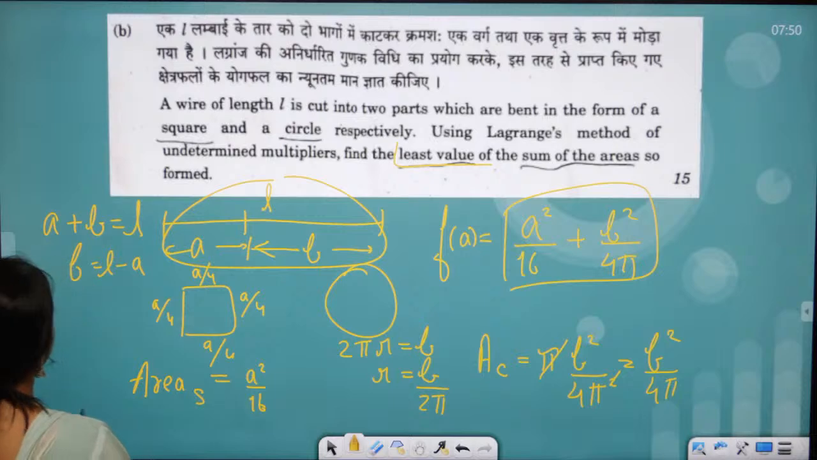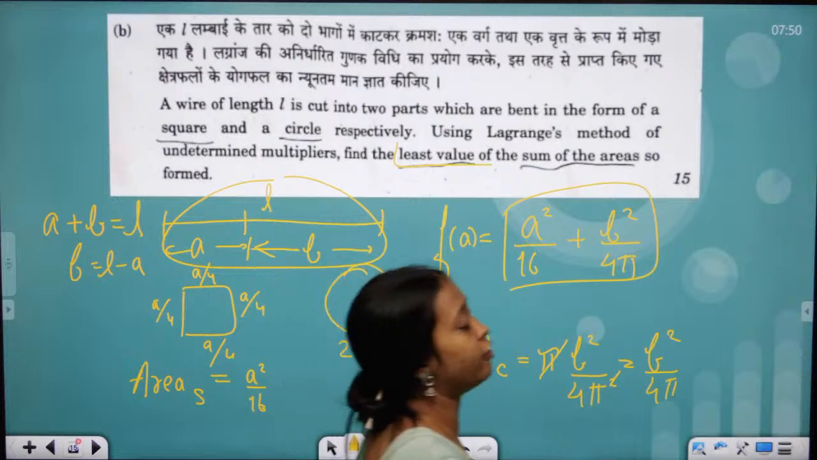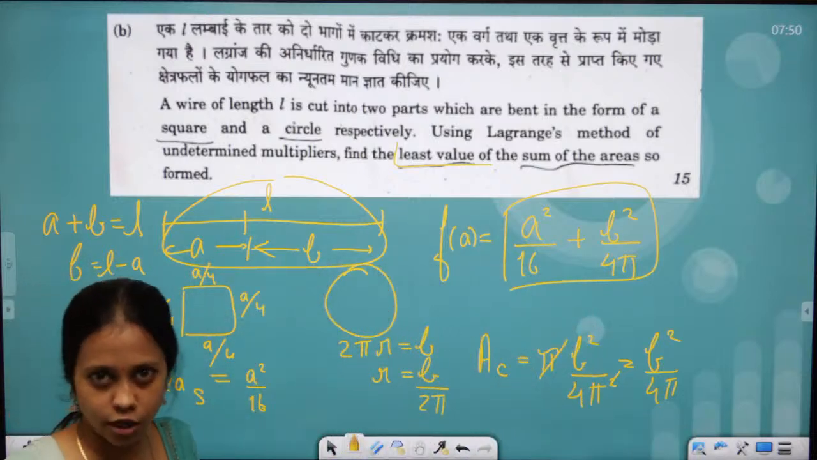So what is Lagrange's method of multiplier? You take a function f, you take a function g, then you find the value of del f is equal to lambda of del g.